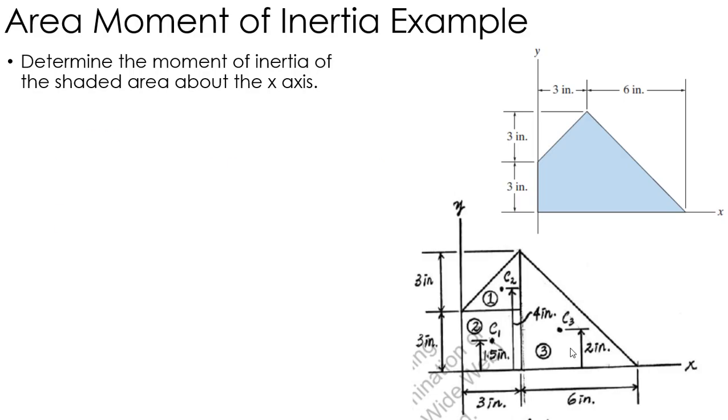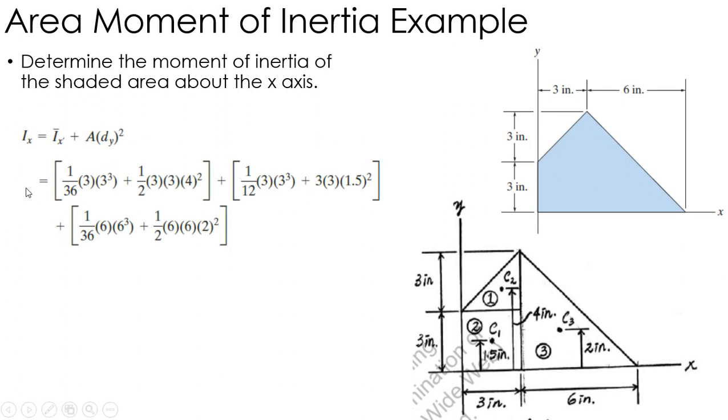Using that and the parallel axis theorem, which is the moment of inertia of each shape about its centroid, plus the area times the distance away from the centroid to the axis of interest, which is what I talked about here with the 1.5, 4, and 2 squared.